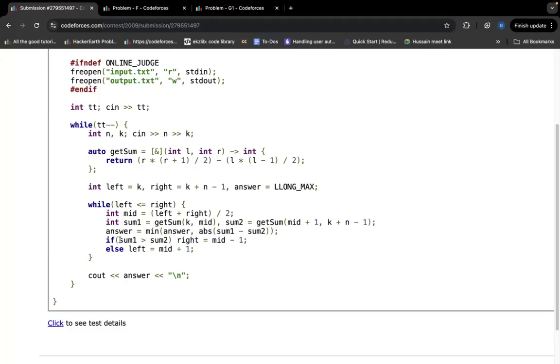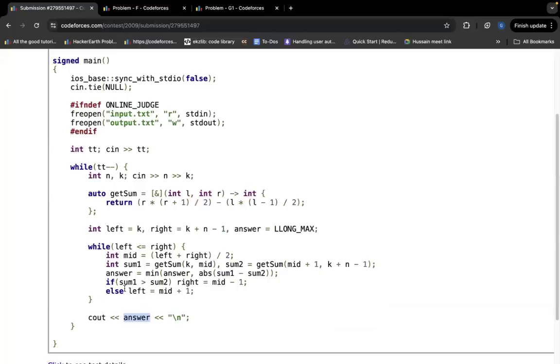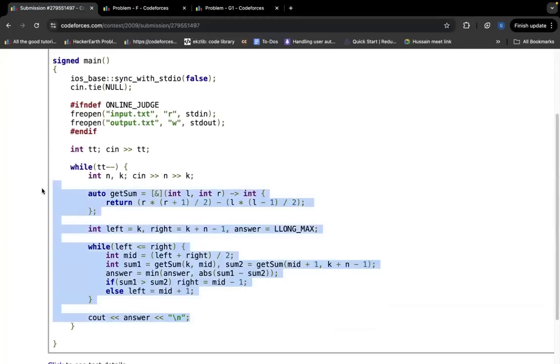Now, if sum 1 is greater than sum 2, then in this case, we want to go left. So that is why I set right as mid minus 1. Otherwise, I set left as mid plus 1. And in the end, I just print my answer. This is a very simple 5 to 10 lines of code. Can be solved in big O of n. Is this clear, guys? Tell me.